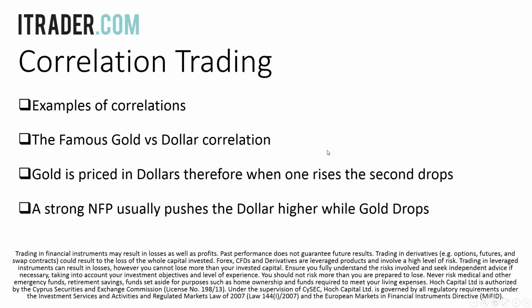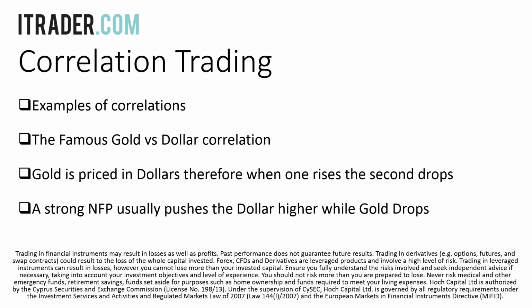Okay, let's take a few examples for correlations. Now, the famous one is the gold versus the US dollar correlation. I talked about it, I think, in many webinars. Today I will explain the reason. Gold is priced in dollars. Therefore, when one rises, the second drops. Pretty easy. If I want to buy gold, I buy it with US dollars. You're going to see the symbol is XAU, which stands for gold, versus USD, which is the US dollar.